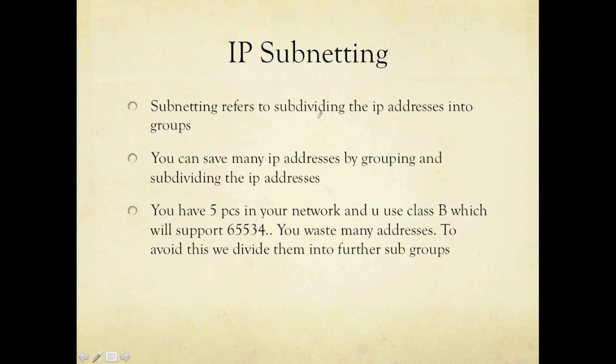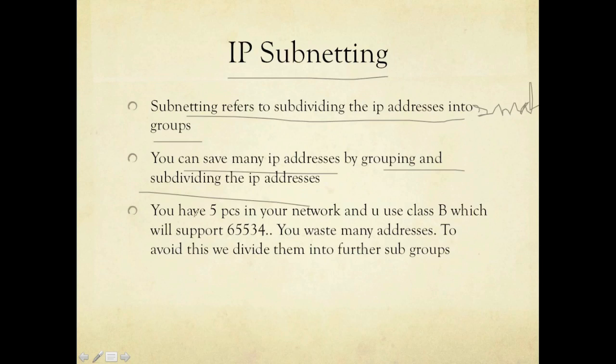It will be useful. So what is IP subnetting? Subnetting refers to subdividing the IP addresses into groups. It will be covered later in this slide, and you will learn how to subnet. So what is the use of subnetting? You can save many IP addresses by grouping and subdividing the IP addresses. For example, you have 5 PCs and you use a class B address, which supports 65534 addresses. So almost all of the addresses are wasted. To avoid this wastage of addresses, we use the concept called IP subnetting, that is subdividing the class B into other networks, to provide an efficient IP addressing scheme.